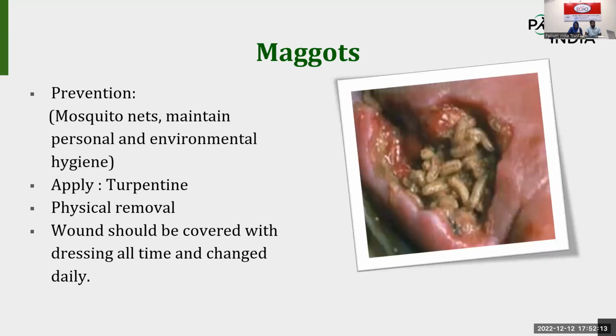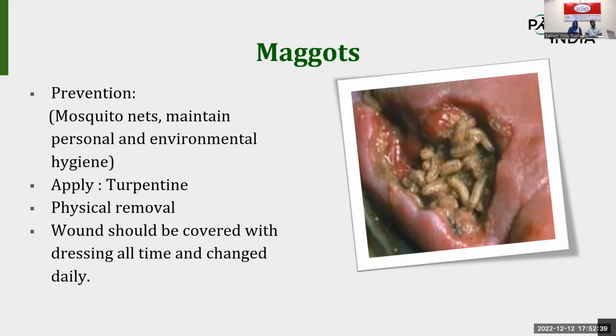Actually, this one is our last slide. This one is the maggots. Mainly the fungating wound, if the patient is having proper covering of the wound not maintained, the flies will sit there and it will cause maggots. For the prevention of maggots, we need to use mosquito nets on the patient's lying area.